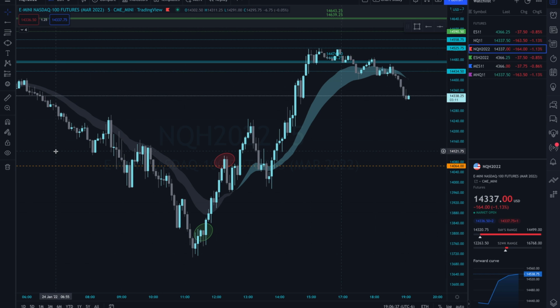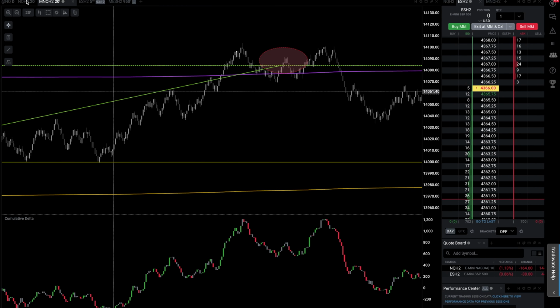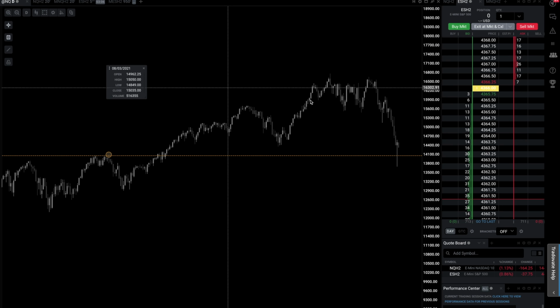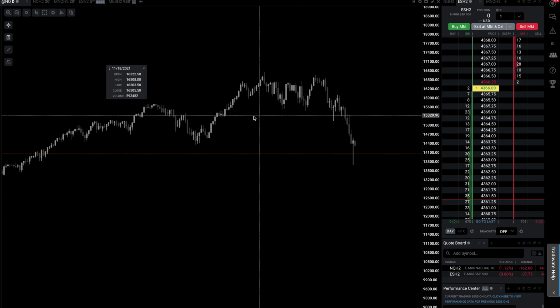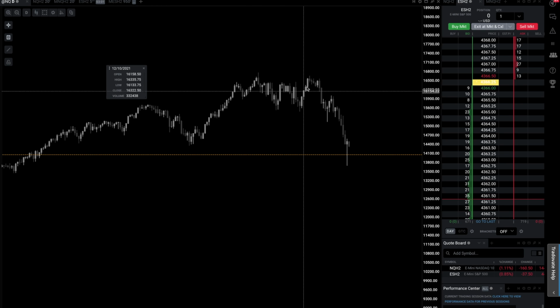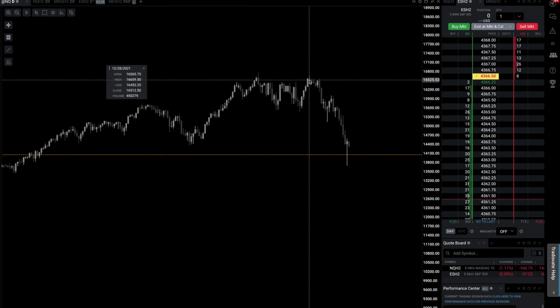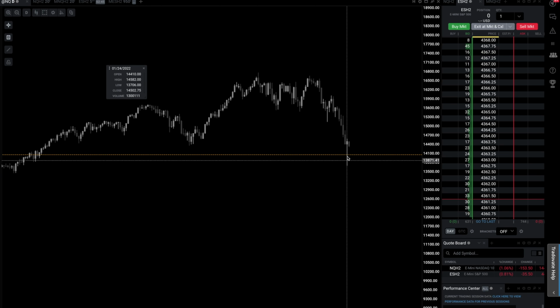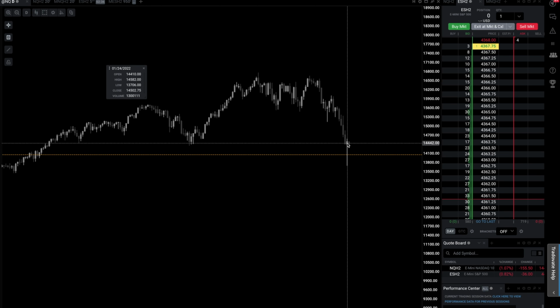If we go to our daily chart, you can see we've been in a downtrend since December 28th. So basically a month we've been in a downtrend. And today was the first day that we kind of broke out of it. Sort of. Will we go back up next week? Who knows? Who knows, right?